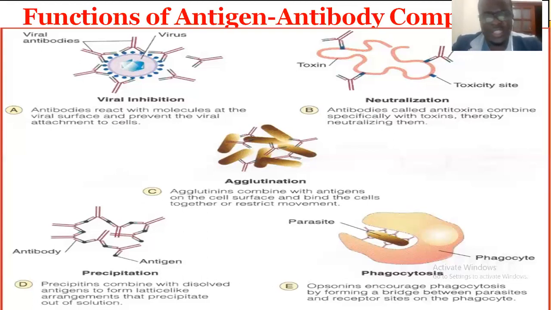Okay, so we're looking at the functions of antigen antibody complexes. So after you have antigen antibody complex, how does that help the body with regards to immunity? So we said the first function of antigen antibody complex is viral inhibition. How is it going to inhibit the viruses, or bacterial inhibition to some extent? It is by binding to the antigens that are found within the plasma membrane of the virus or the bacteria.